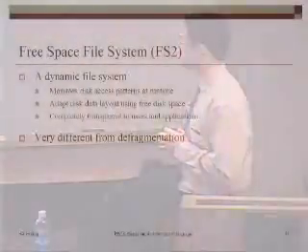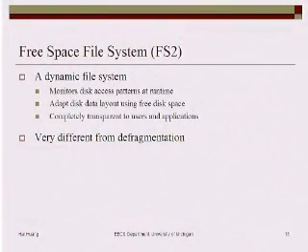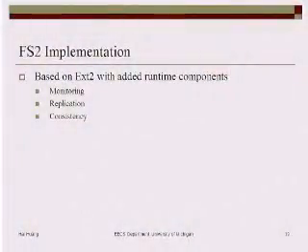So now I want to give you some more implementation details for free space file system in terms of monitoring, replication, and consistency issues. So free space file system is a dynamic file system in the sense that it's able to monitor the disk accesses at runtime. And using that information, we can adapt the disk data layout. And because we're only making use of the unused disk capacity for replication, this is completely transparent to users and applications. And also, this is very different from defragmentation, because defragmentation is still using the static data, whereas in free space file system, we're actually using these monitored disk accesses.